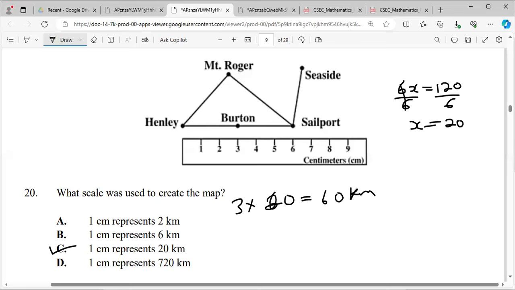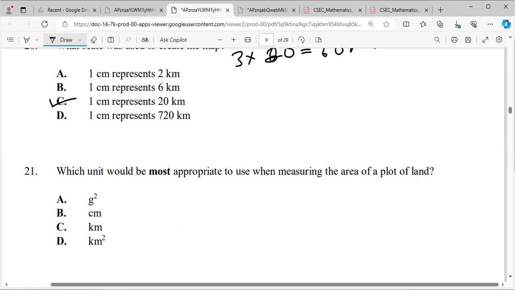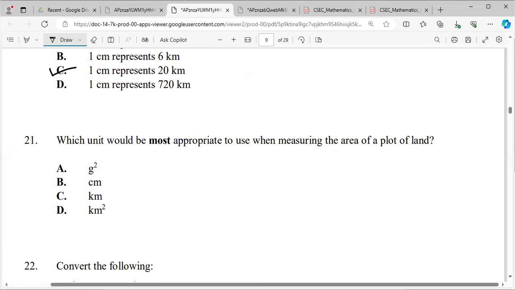All right, this one will be the last one for today. Which unit would be most appropriate to use in measuring the area of a plot of land? Kilometer square. Thank you. We don't need to debate that, right? It's area. Land is normally big. It can only be between these, since it's an area, right? So kilometers square would definitely be the one. Couldn't be grams square.